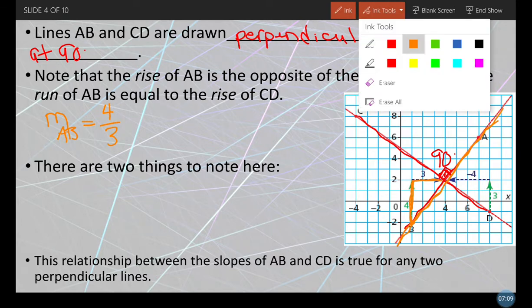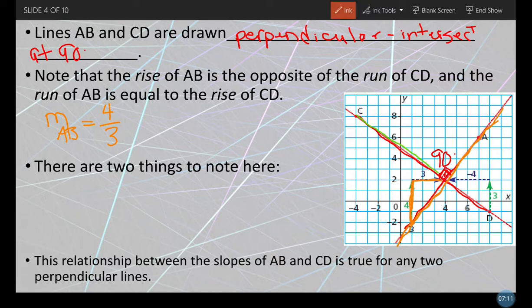Let's go take a look at line CD. So line CD is this line right here. And that has a negative slope because it's falling from left to right. And it's a rise of 3 over -4. And so if I notice, there is a connection between these two numbers. And that's how we can tell that two lines are perpendicular. So see if you can figure out how I could convert from that fraction to that fraction.